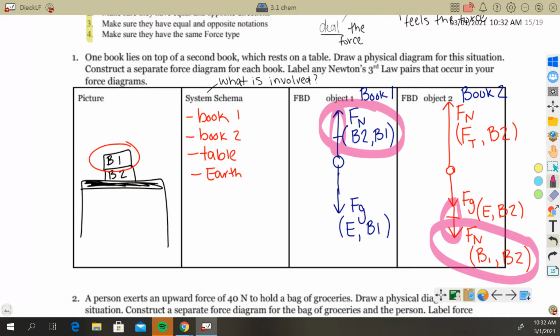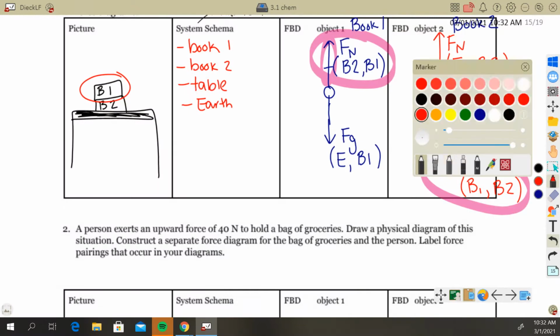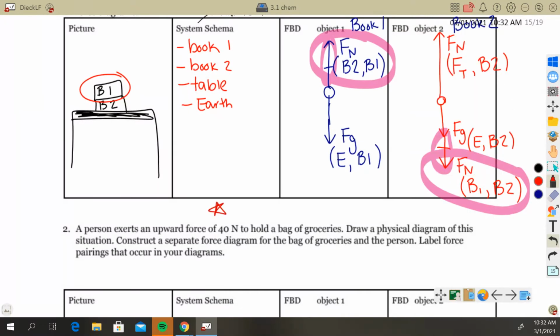Something I want you to put a note on. And that is, notice the object of focus, or the one we're paying attention to, comes second in the parentheses. Because that's what's being felt. That's what's feeling the force.